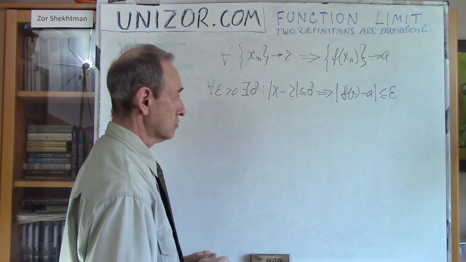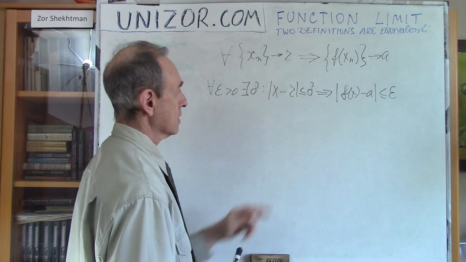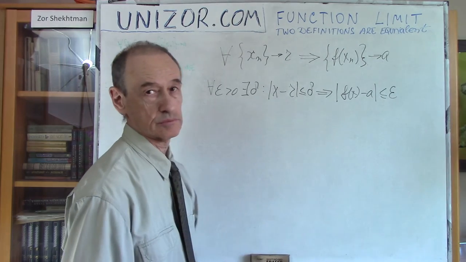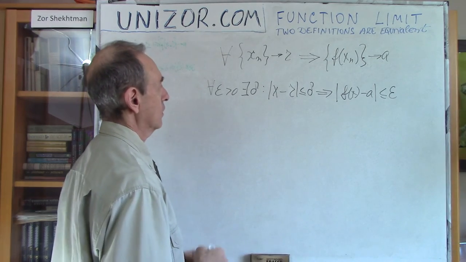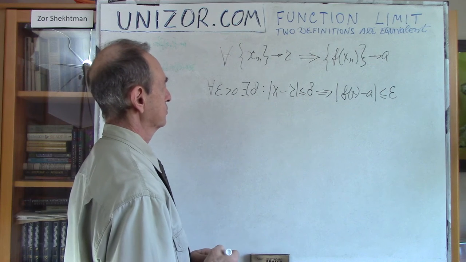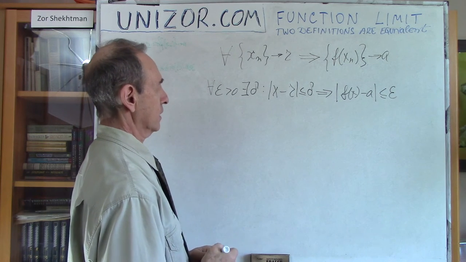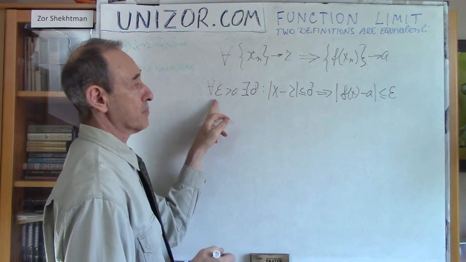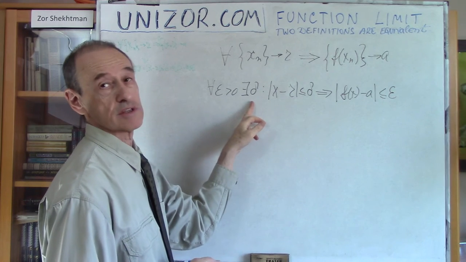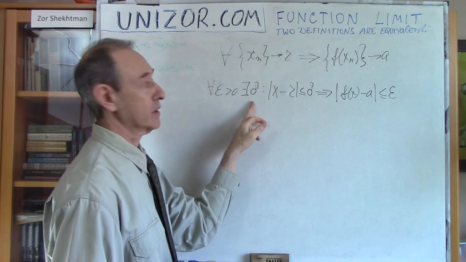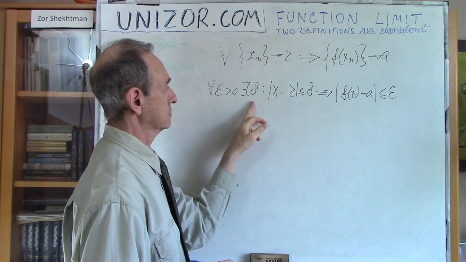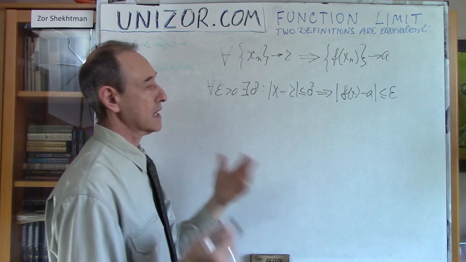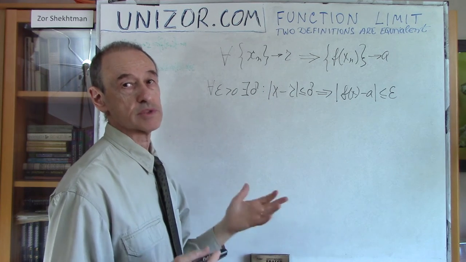Let's assume that this is not true. What does it mean that this is not true? Well, it means that for some particular epsilon, there is no such delta, right? Now, what does it mean that there is no such delta?